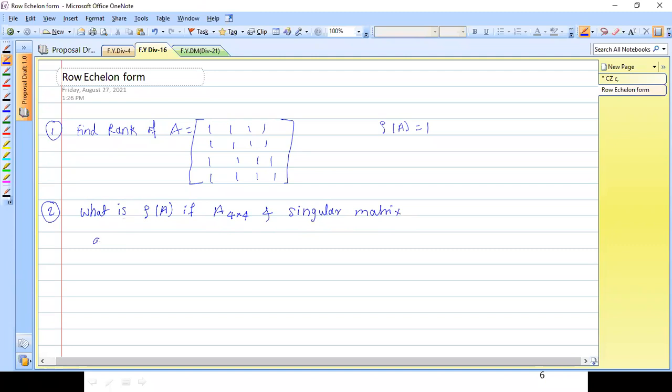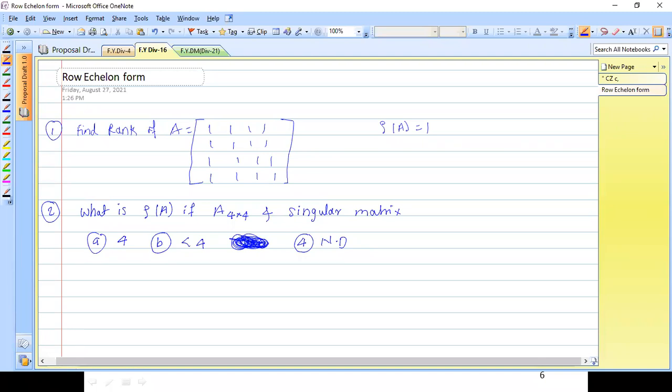Okay, option A, it is 4. Option B, it is less than 4. Option C, it is 0. Option D, not defined. Non-zero singular. Option C, just delete option C because there might be chances. Okay, forget about option C. Option A, B, D.